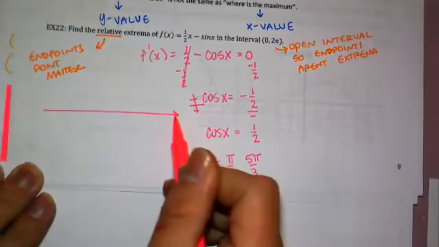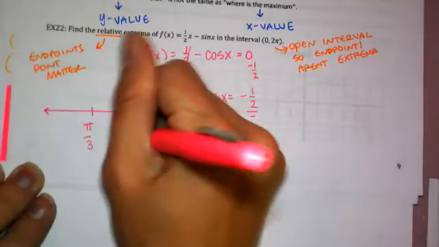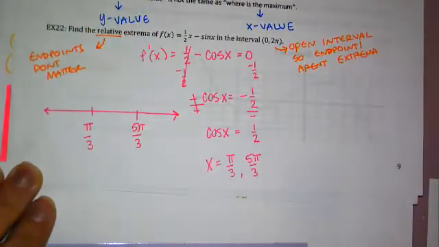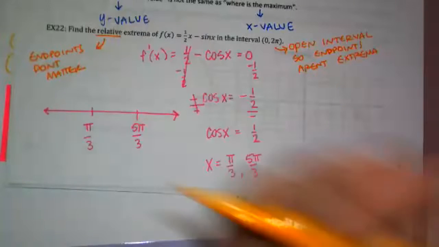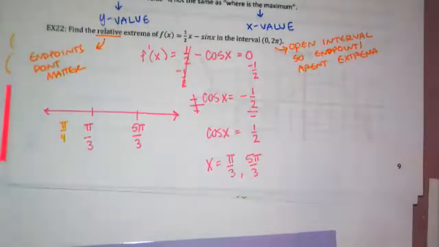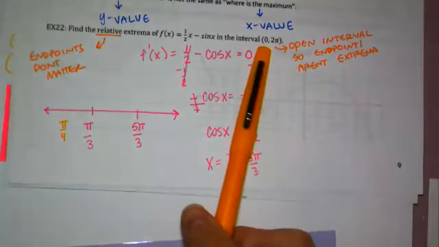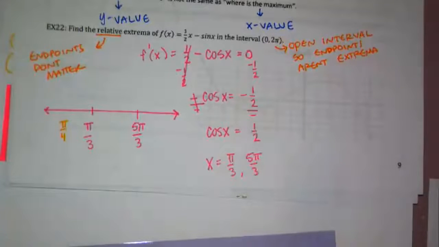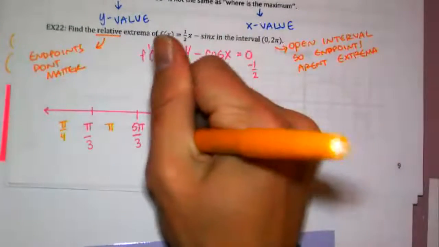And so I'm going to put those on my number line. All right, and then I'm going to do some test points. A number on the left side of pi over 3, I'm going to say is pi over 4. You can't do 0 because it's not included. Between pi over 3 and 5 pi over 3, I'm going to use pi because that's a pretty easy one. And on the other side of 5 pi over 3 is going to be 7 pi over 4. You can't use 2 pi because it's not included.